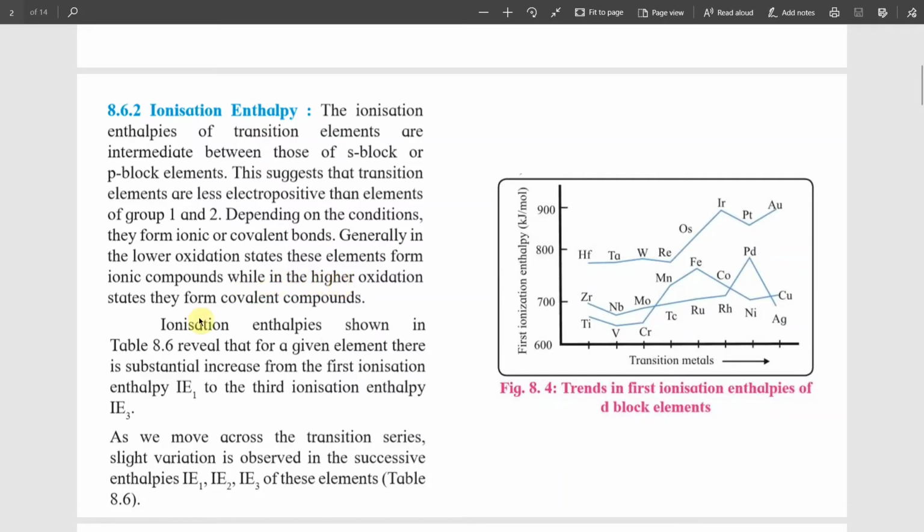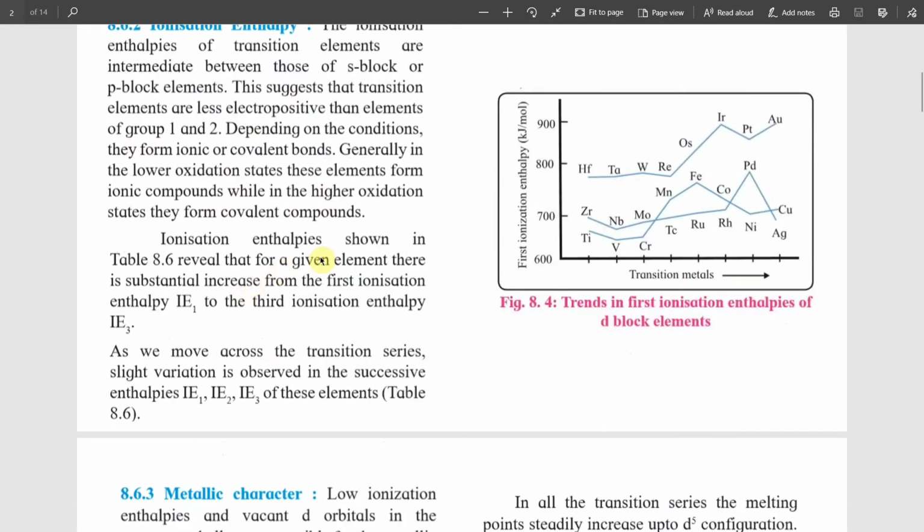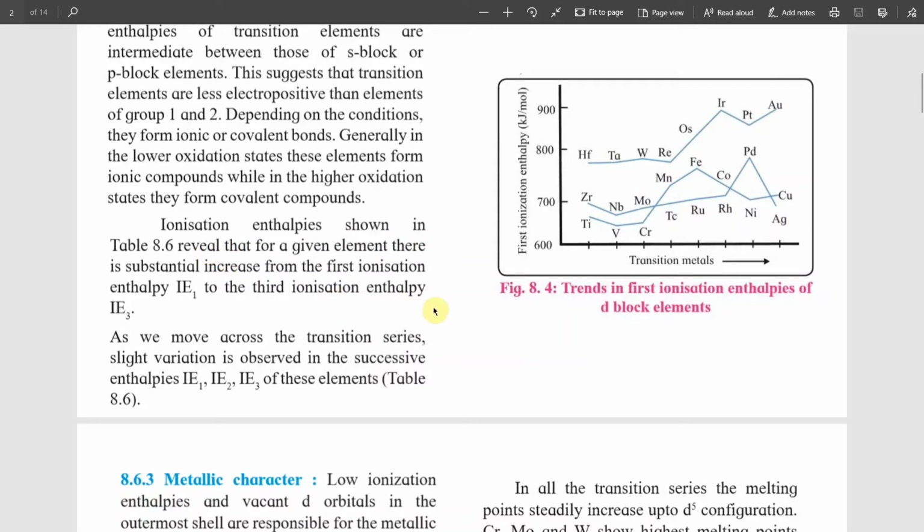Generally, in lower oxidation states, these elements form ionic compounds, like the s-block alkali metals and alkaline earth metals, while in higher oxidation states they form covalent bonds. The s-block forms ionic bonds. We know the ionic compound NaCl, sodium chloride, with s-block elements like lithium, sodium and potassium.